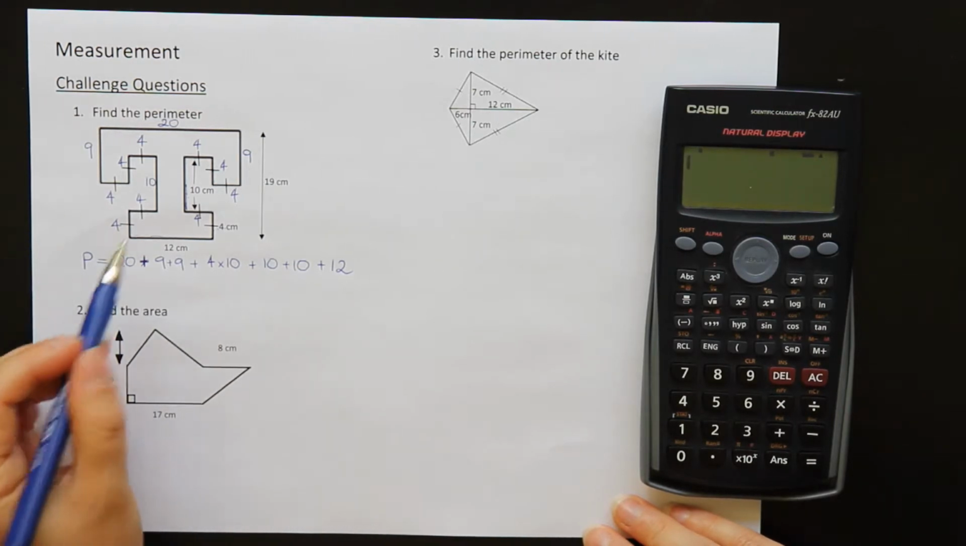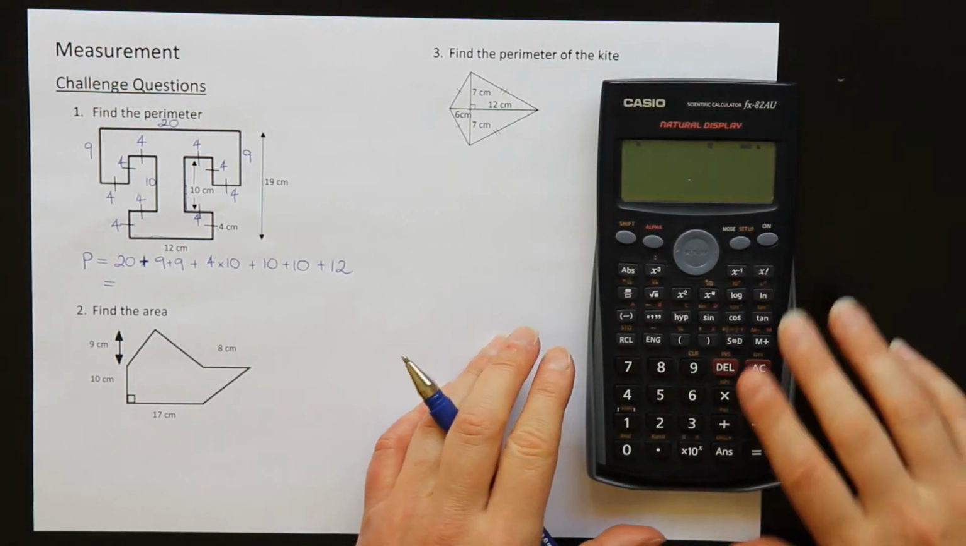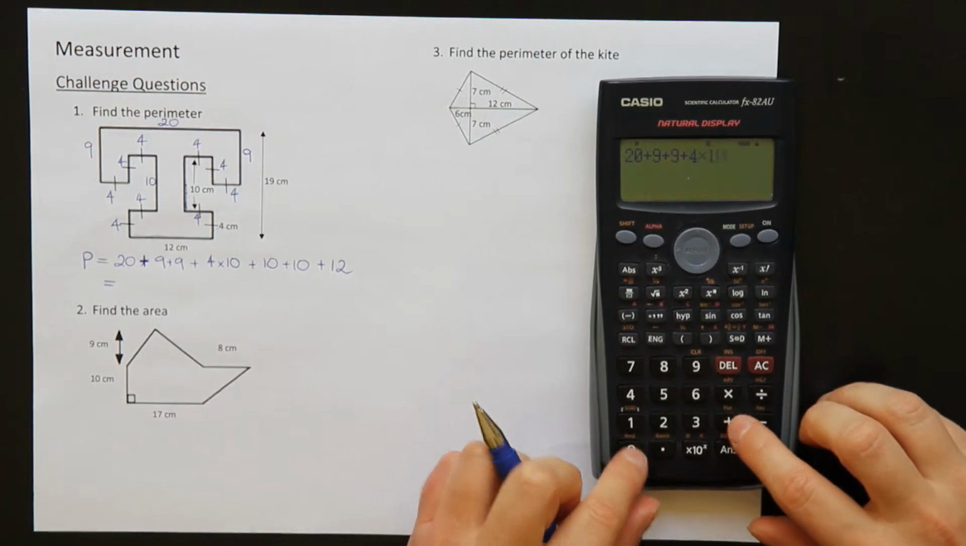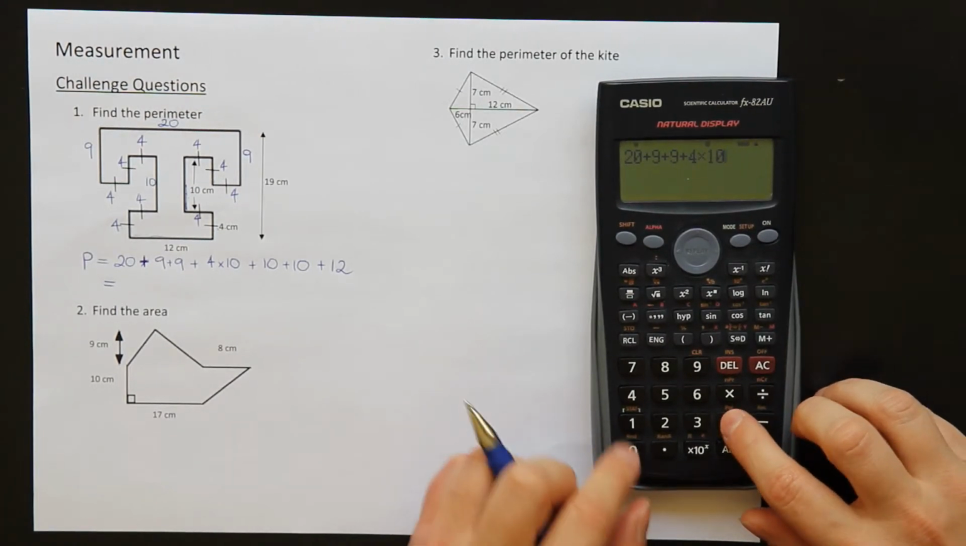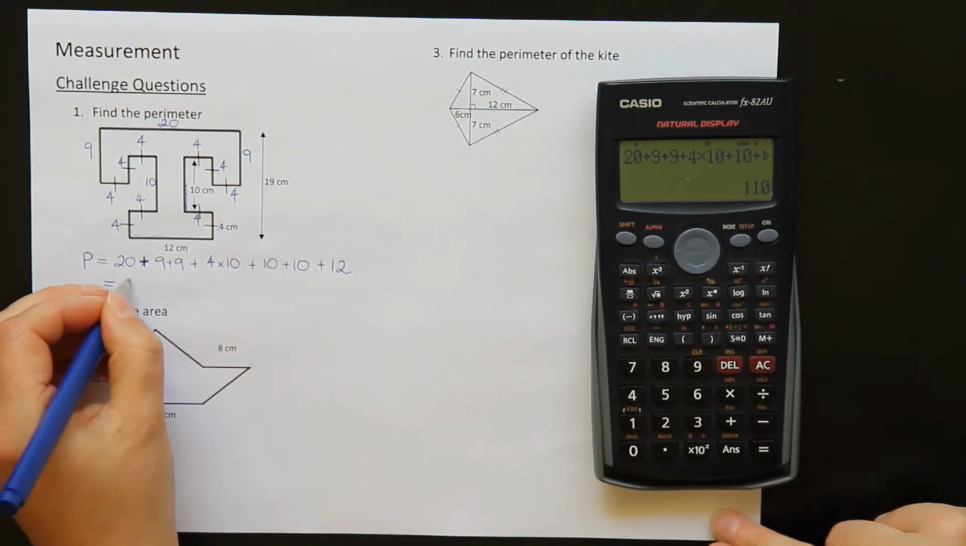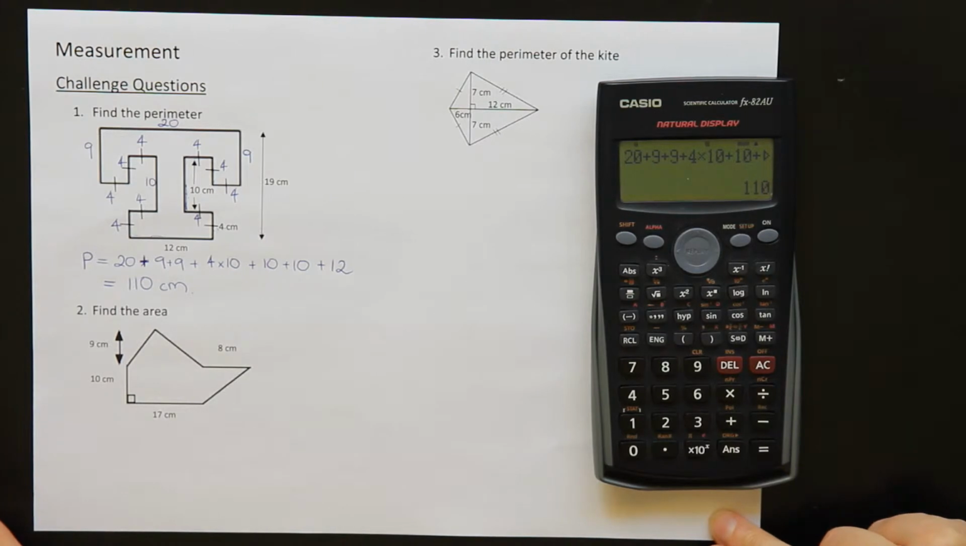Okay, we have all the sides now. Let's use our calculator to add them all together. So we have 20 plus 9 plus 9 plus 4 times 10 plus 10 plus 10 plus 12 equals 110 centimetres.